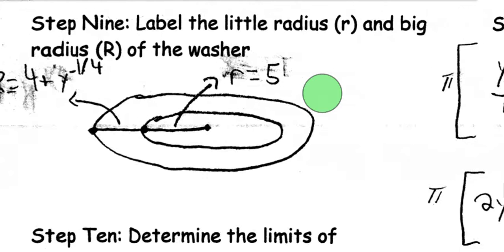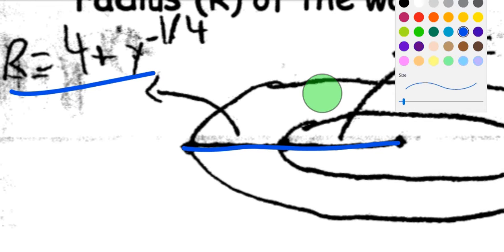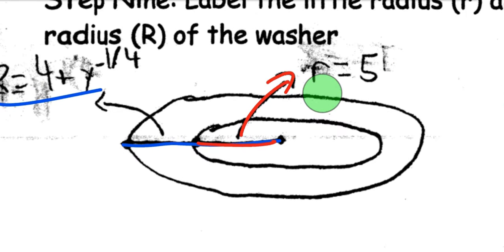Okay, so now let's go back to that washer that we labeled and see what that looks like in terms of our big radius and little radius. So here's our big radius right here. Then our little radius is going to be here, which again is actually just always going to be 5 because that's a solid line here.